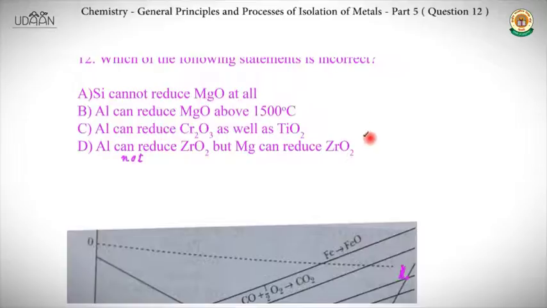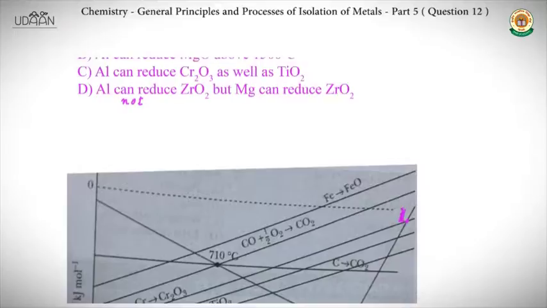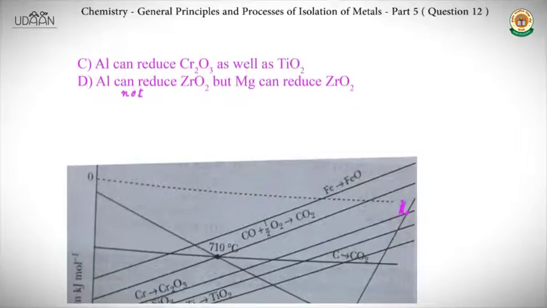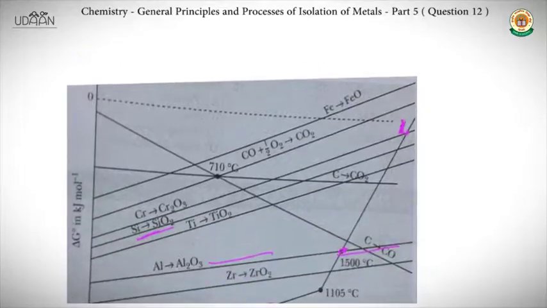Al can reduce Cr2O3 as well as TiO2. Okay, this is a general statement, so we need to find a point of intersection at any temperature. If we find a point of intersection at any temperature, this is possible. So we look at this. We have got Al to Al2O3. We can look here. Now Cr to Cr2O3. Is there any point which is the point of intersection? We see here, this is the graph. So it intersects at this point. In fact, we plotted the wrong one for Si to SiO2. It was here, but still we had the point of intersection. The one we plotted was for Cr to Cr2O3.